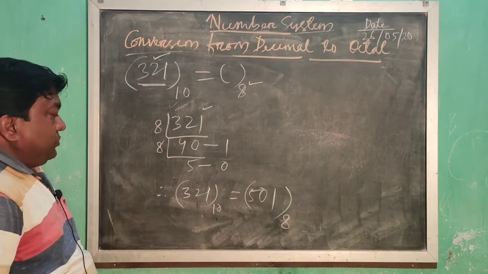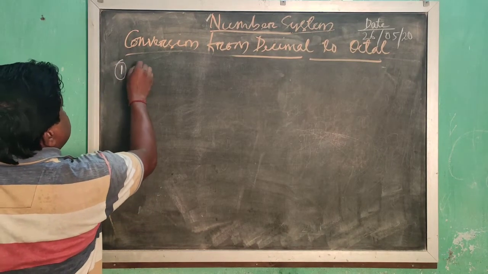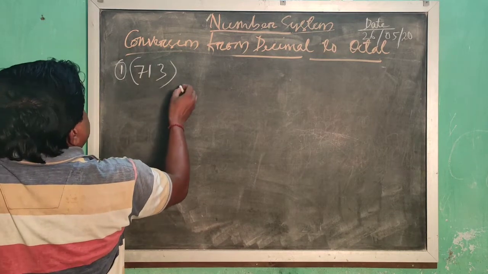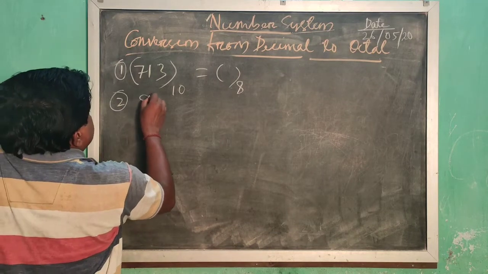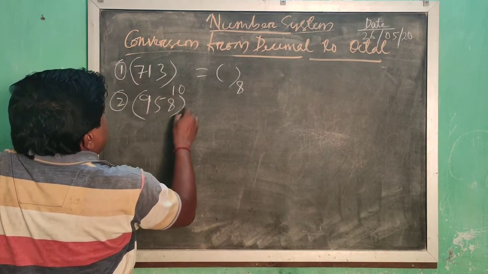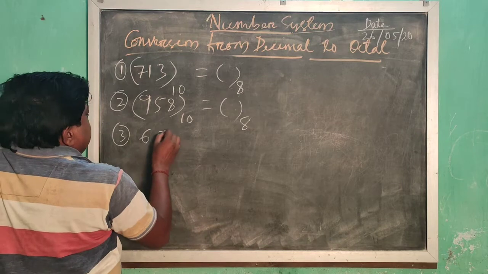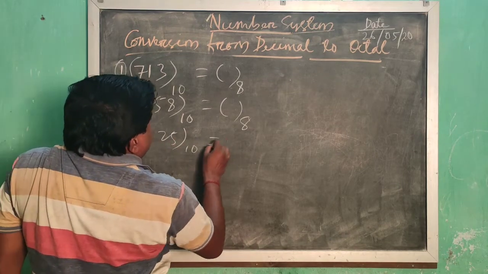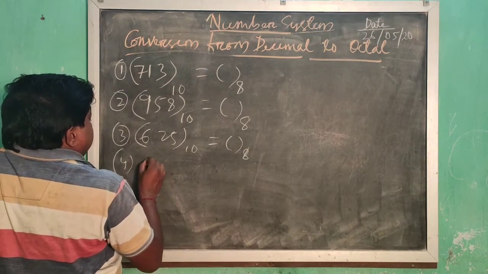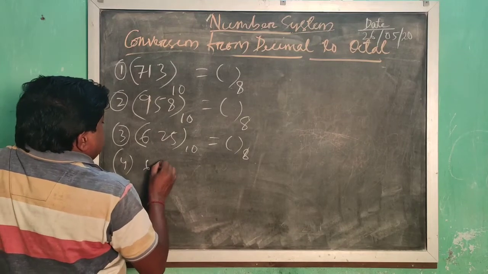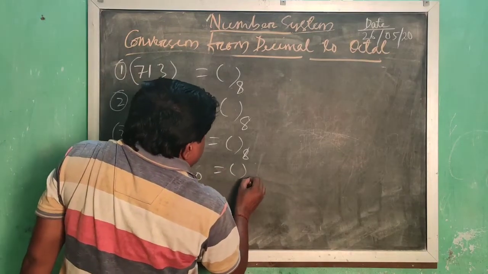Okay, let's do some homework. First question is 713. It is a decimal number, you have to convert it in octal. Second is 958, it is a decimal number, you have to convert it in octal. Third 625, it is a decimal number, you convert it in octal. And fourth, 687 base is 10, you have to convert it in octal.